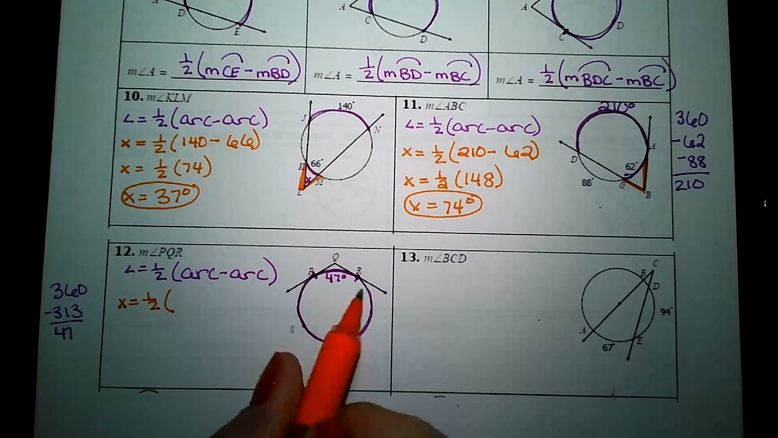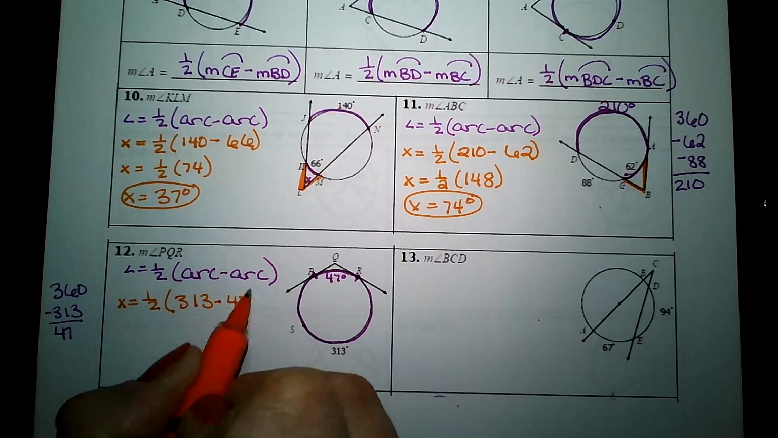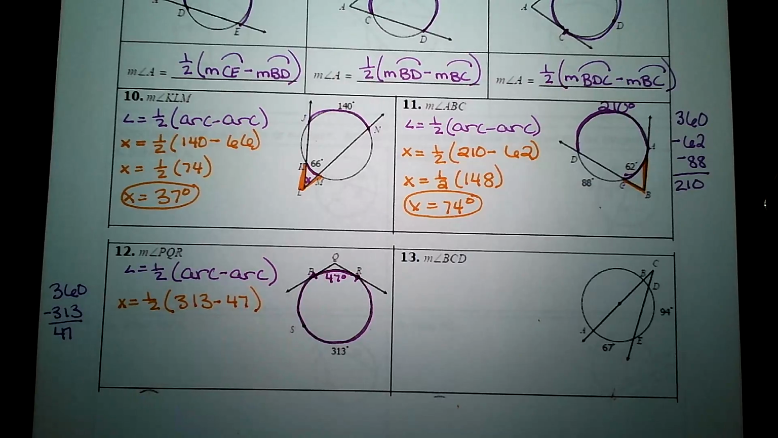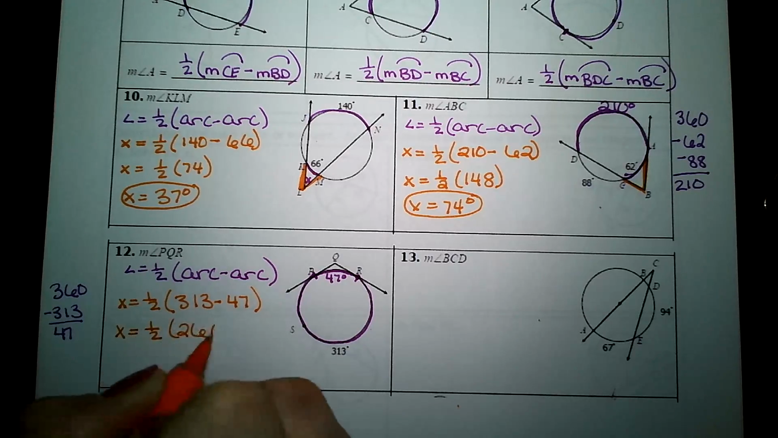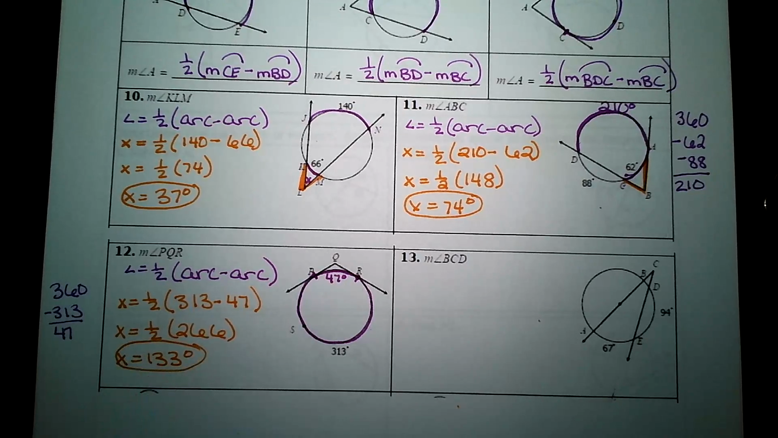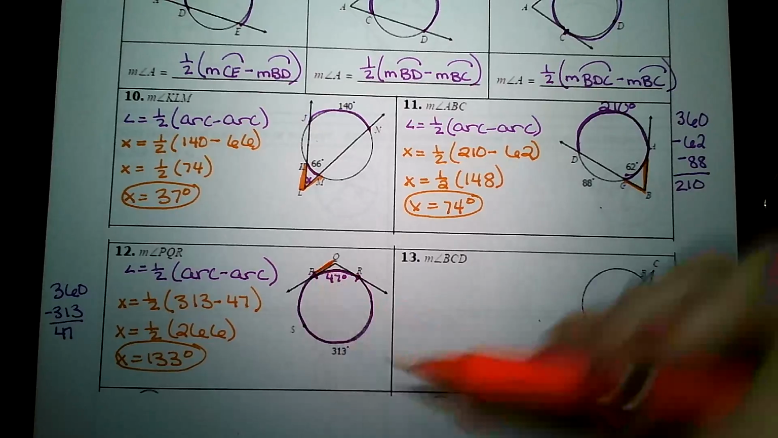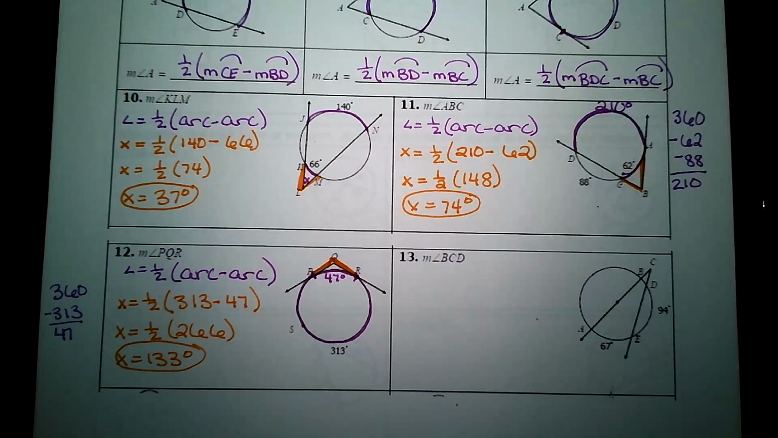Our large arc is 313 degrees. Our smaller arc is 47 degrees. And now we've completed the formula. Start inside the parentheses. 313 take away 47 leaves you with 266. And we're looking for half of that value, which is 133. I always like to go back and look at the picture again. This is an obtuse angle, so my 133 degrees makes sense.